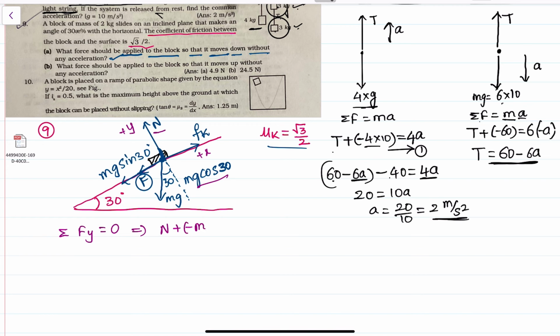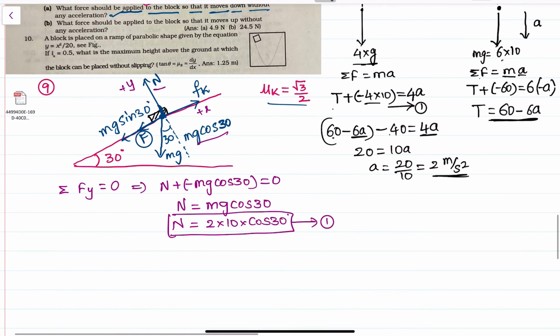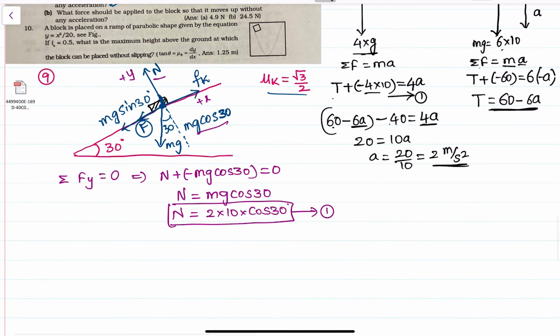N minus mg cos 30 is equal to 0. Therefore, N is equal to mg cos 30. He has given m equal to 2 and g is 10, cos 30 is root 3 by 2. Keep it aside. Let us consider this as equation number 1.